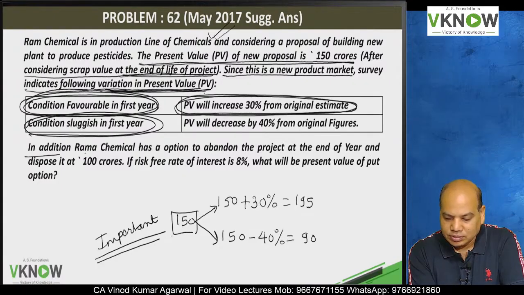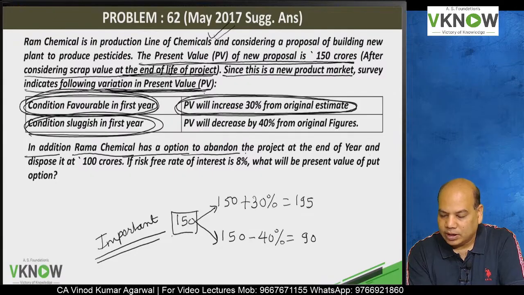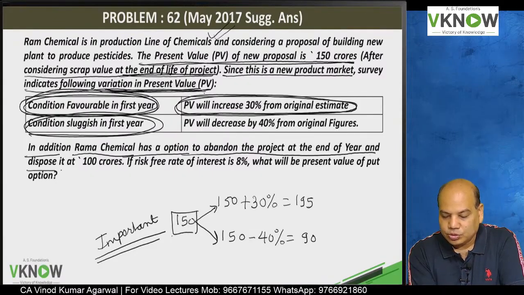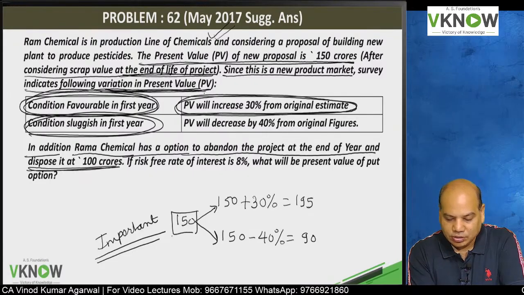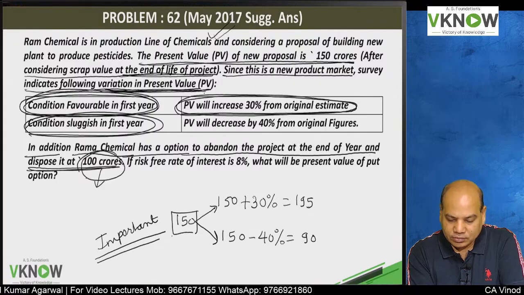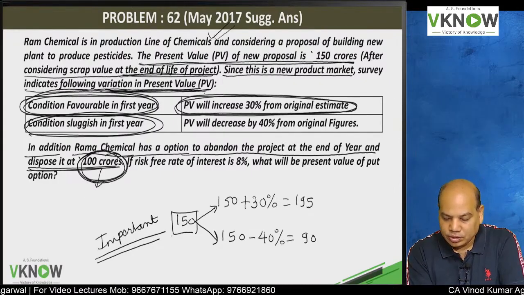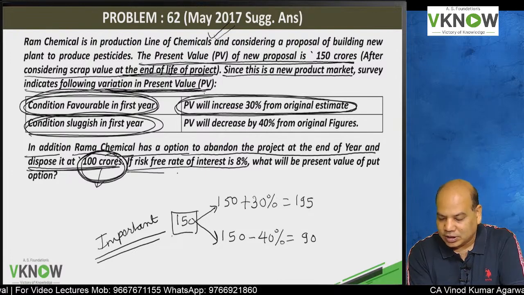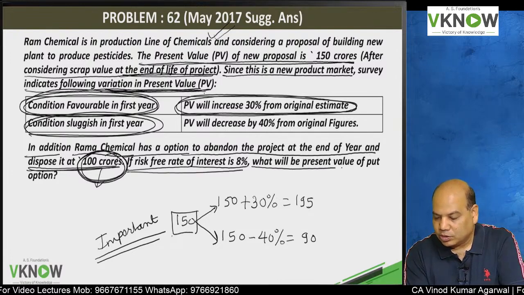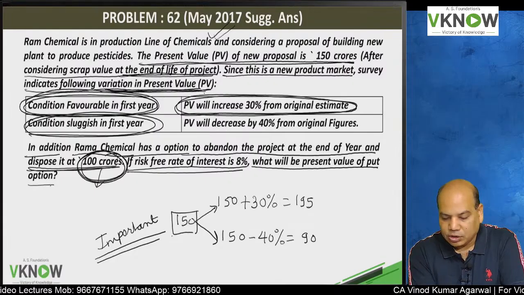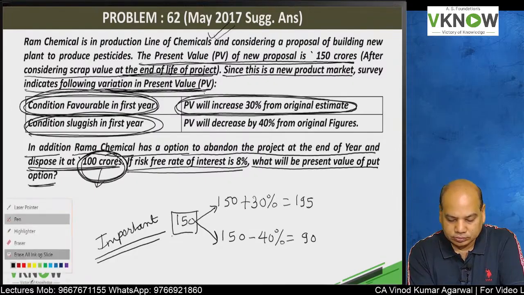In addition, Rama Chemical has an option to abandon the project at the end of the year and dispose of it for rupees 100 crore. So you have an option to abandon at 100 crore. If the risk-free rate is 8%, then what will be the present value of the put option?